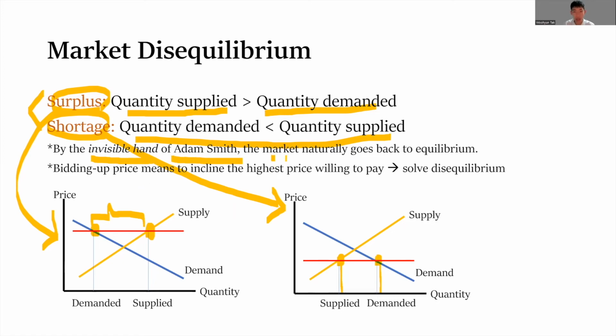Therefore, the market naturally goes back to the equilibrium. To be more specific, if there is a surplus, then firms will reduce the price until demand increases. Therefore, the price decreases and demand increases, which will restore the equilibrium. The same applies to a market shortage too. There is a kind of competition to lower or increase the price, and we call that bidding up the price.